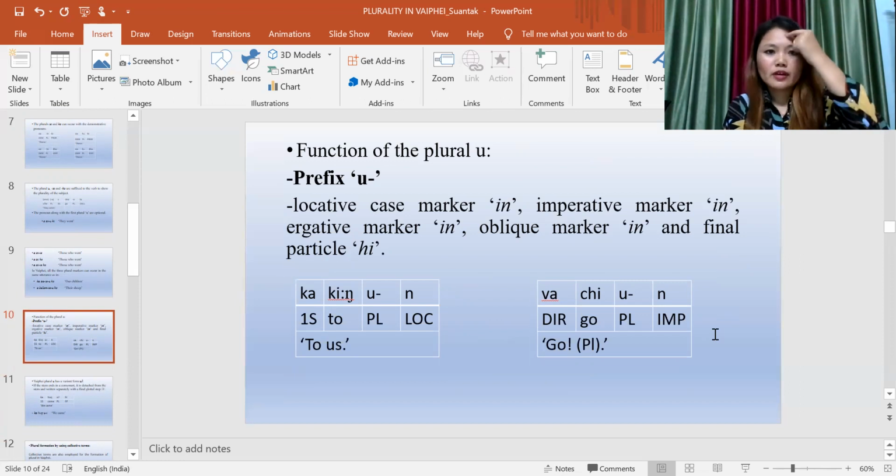Another point that I would like to mention regarding the function of the plural u. Plural u is flexible in the sense that it can also function as a prefix in certain environments when it occurs together with locative case marker in, imperative marker in, ergative marker in, object marker in, and final particle he, or declarative marker he. So in these two examples, we can see that the plural u occurs as a prefix when it is followed by the locative. And in the second example, again, it occurs as a prefix when it is followed by the imperative marker. But here one thing is that the vowel i of the locative marker and the imperative marker is replaced by the plural u that functions as a prefix.